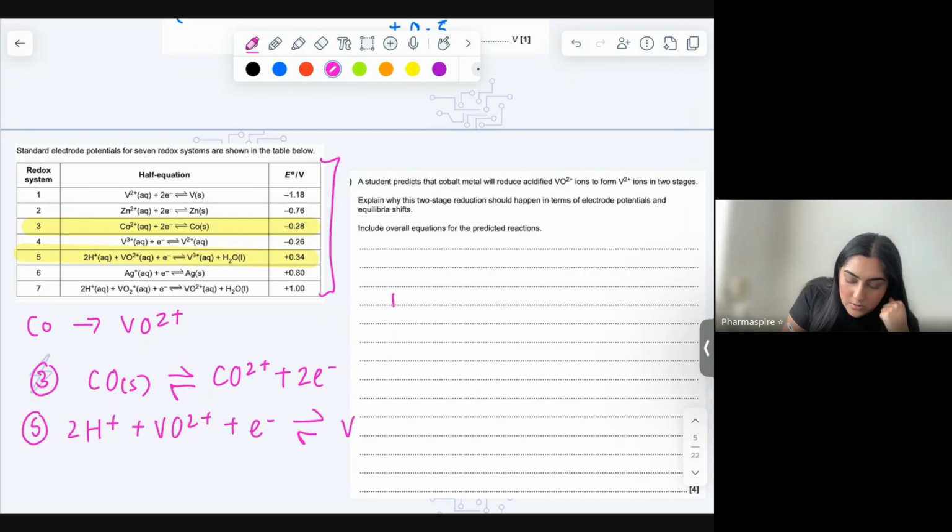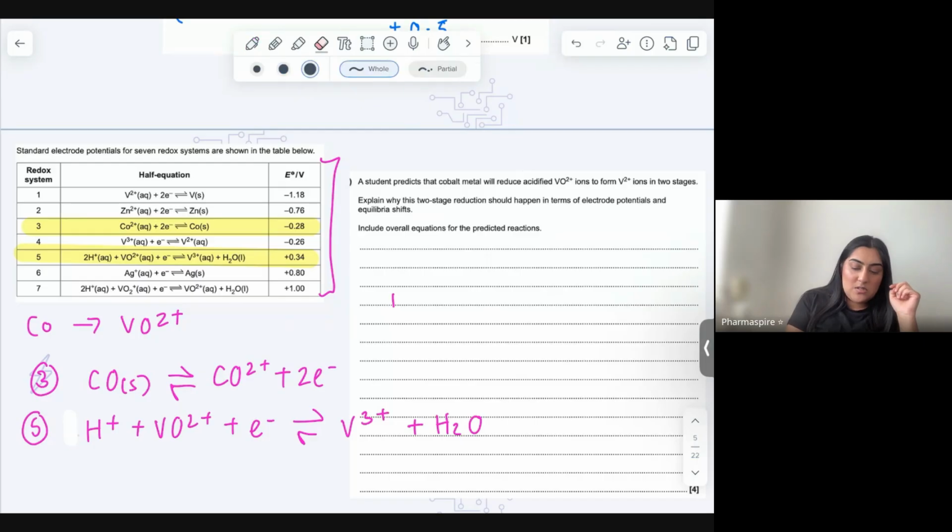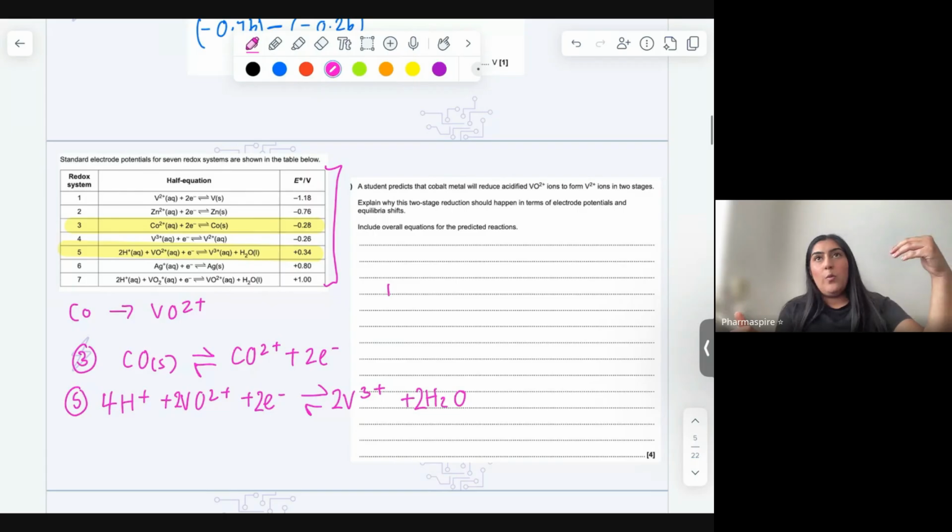Now, bonus points, who can put in the chat, what do I need to do when I've got these 2 in front of me and they're already reversed? What do I need to do first? Exactly. Well done, Zamina. Well done, everyone. So you times system 5 by 2 because you want to start balancing the electrons. So let's do that. So I want to do 4, 2, 2, 2, 2. Now, which way do you actually write it in? This is the forward reaction. So you follow the forward reaction, which is the reduction one.